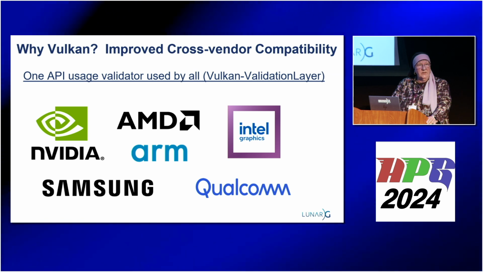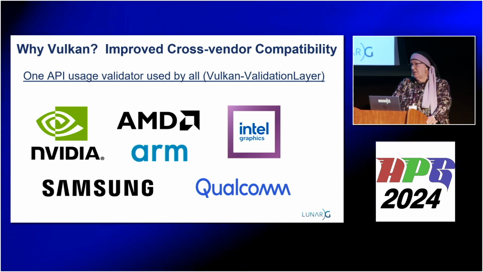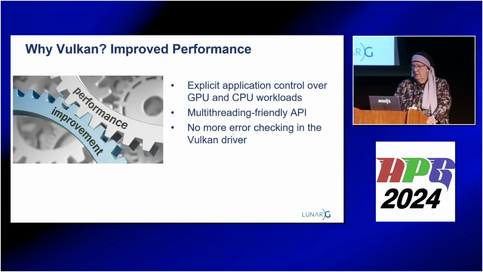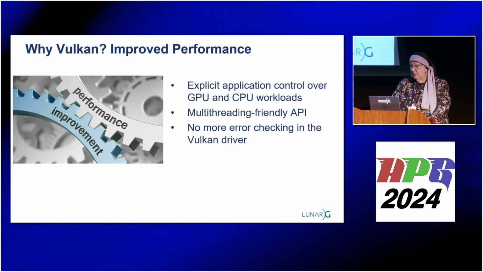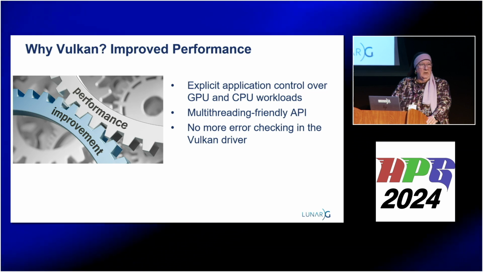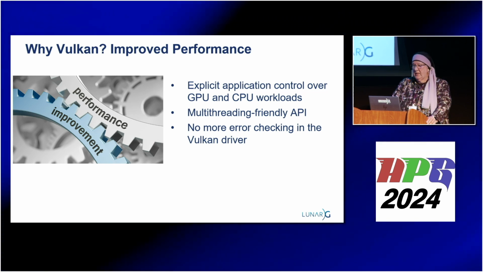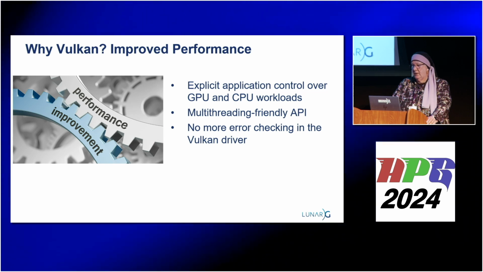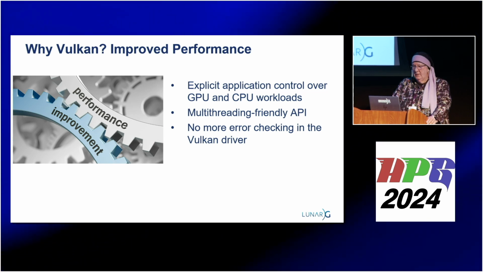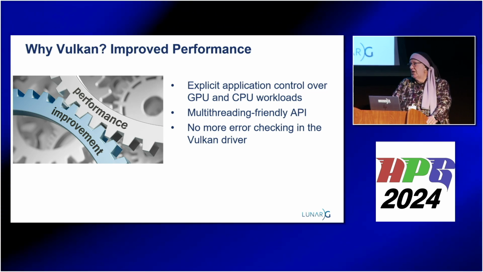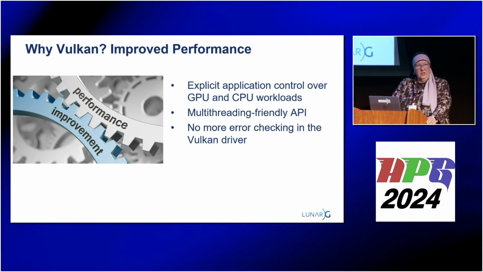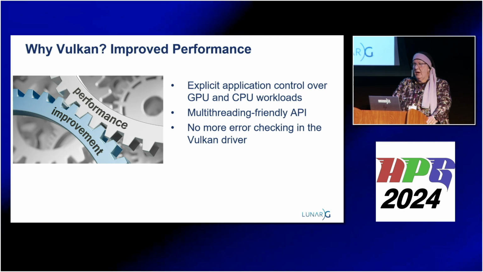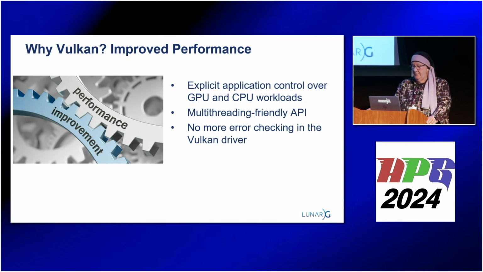Once you have all the errors out of your application, why do you need to waste time continually error checking? You get improved performance because explicit control is given back to the application over how they want their GPU and CPU workloads to be executed. It's multi-threading friendly, and again, no more error checking in the drivers. Applications turn on the validation layer during development, do all their error checking. Once they're error-free, they turn it off and they run at full speed.